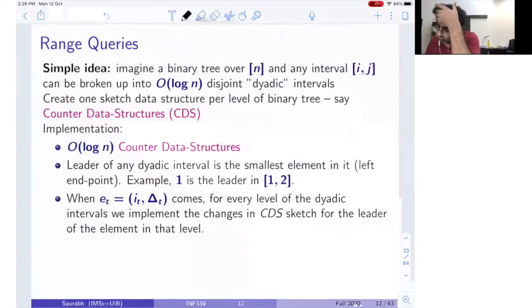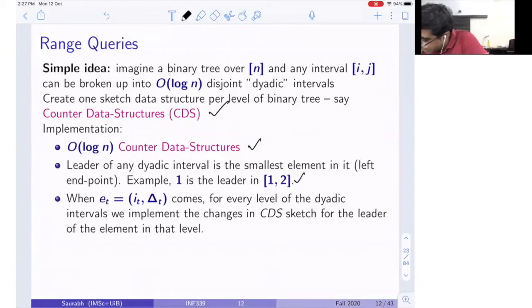So what I'm going to do now, we will imagine a binary tree over n, and any interval i comma j can be broken up into order log n disjoint dyadic intervals. So we'll create one sketch data structure per level of the binary tree, say a counter data structure. So we have order log n counter data structures. Now, the leader of any dyadic interval is the smallest element, for example the left endpoint. For example, 1 is the leader in the interval 1, 2, 3, 4.